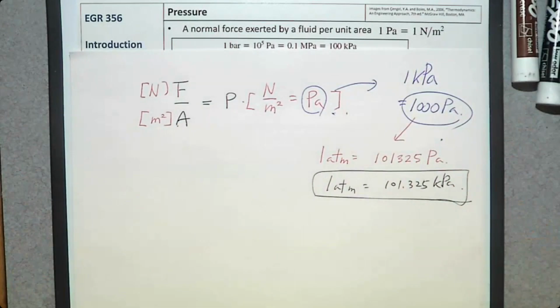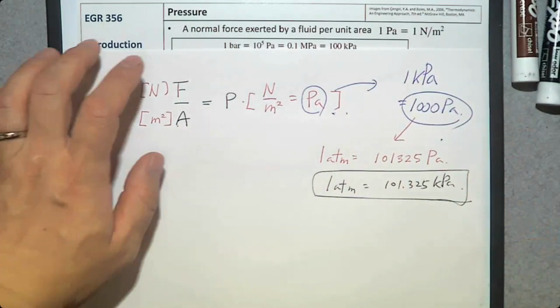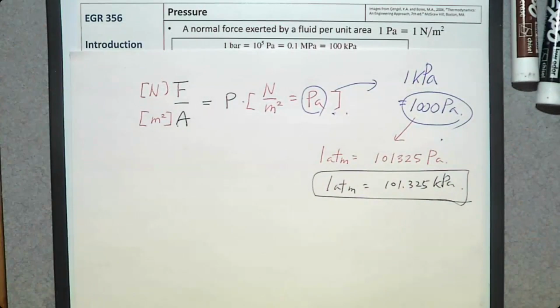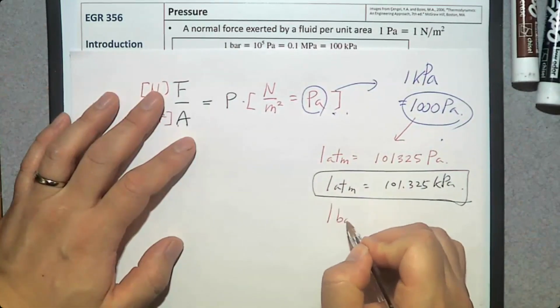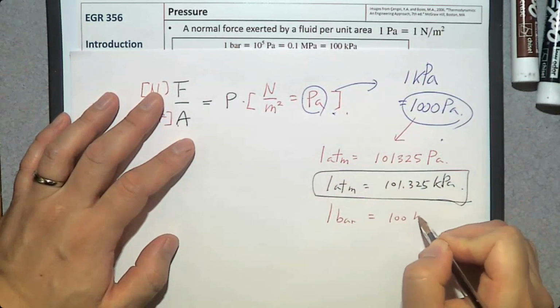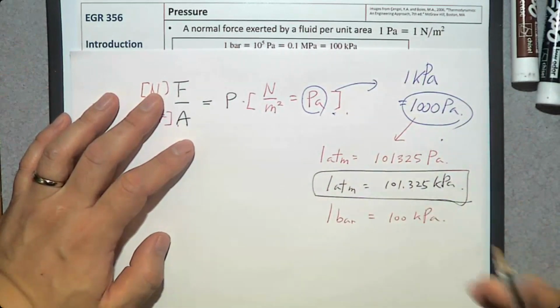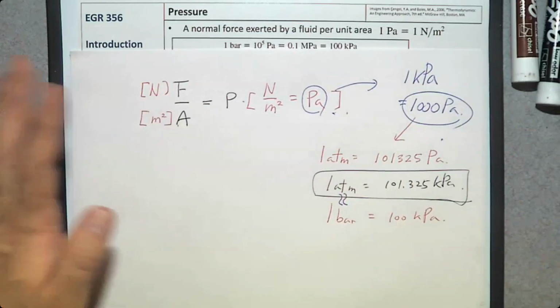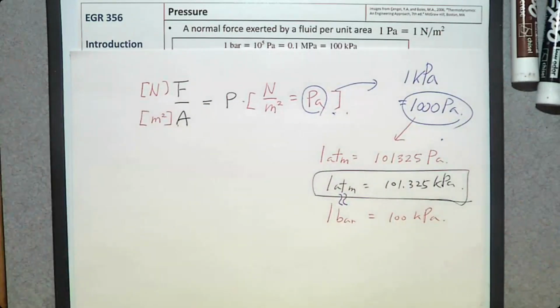And some people like to use another pressure unit, which is bar, not the bar that we drink, right? 1 bar is 100 kilopascal. So 1 bar and 1 atm are very close to each other, not exact, but close, okay? Sometimes you see bar in a property table, and sometimes you see kilopascal or megapascal in a steam table. So we may use both. Don't get confused between them, okay?